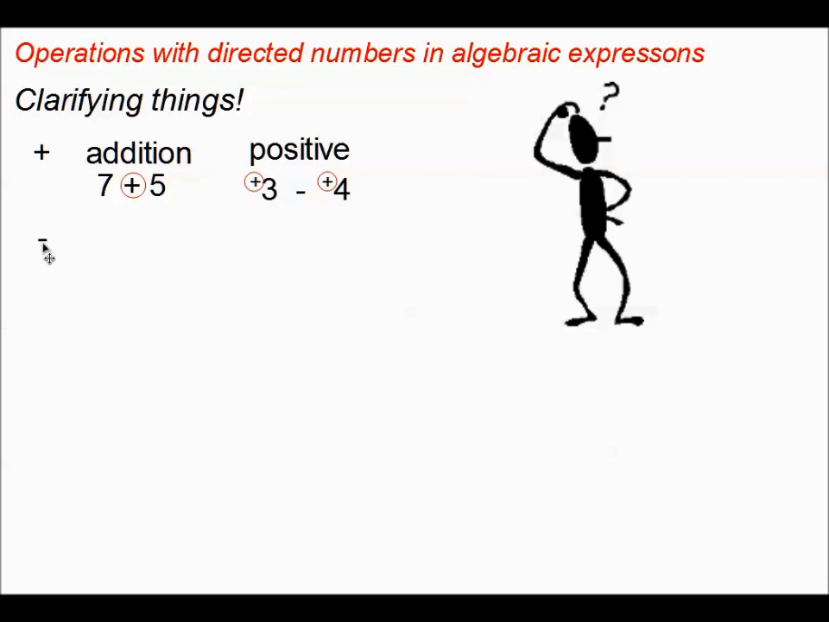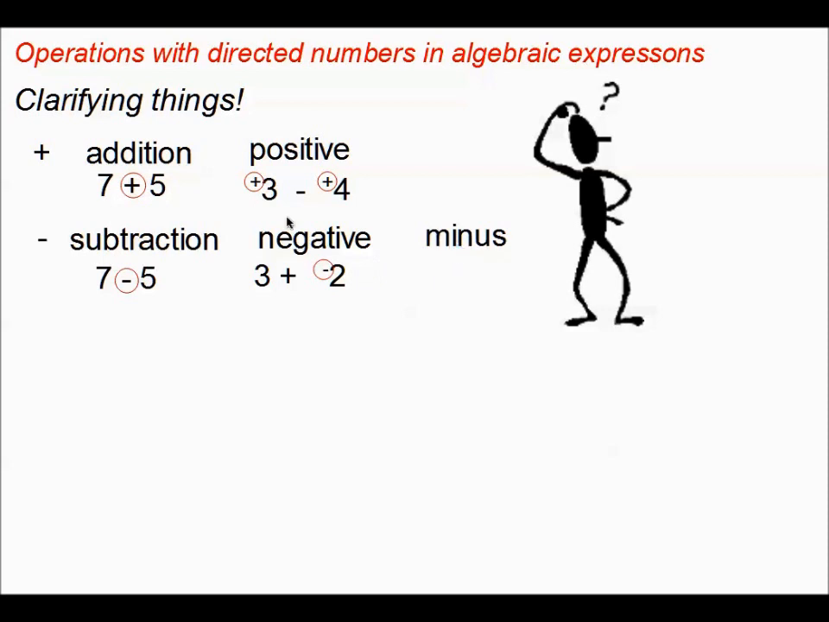Likewise, this minus symbol, sometimes it's used for the operation subtraction, as in 7 take 5. Sometimes it's used to indicate the sign of a number, as in -2 in 3 add -2. And likewise, there's the word minus, which sometimes means subtraction, sometimes means negative. So I tend to try not to use that. So in summary, these symbols, sometimes they're for an operation, sometimes they're to indicate the sign of a number.